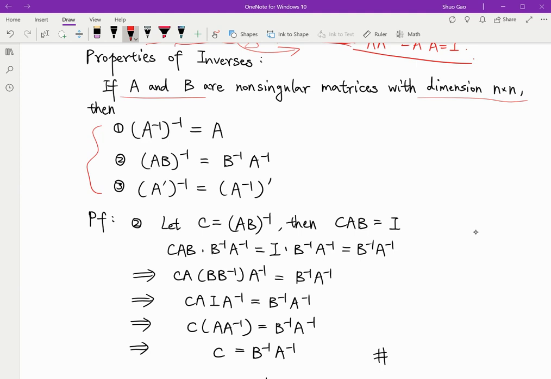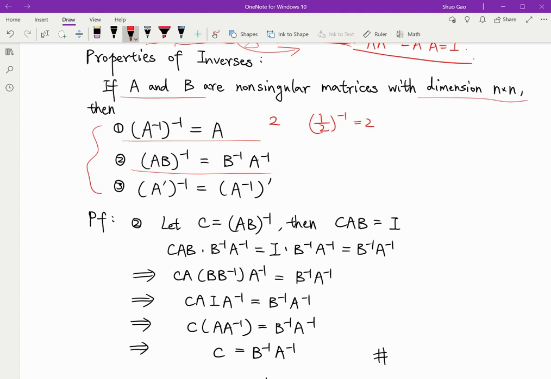First is that the inverse of A inverse is the matrix A itself. It's kind of like, for example, you find the inverse of 2, which is 1/2. And the inverse of 1/2 is just 2 itself, right? The inverse of the inverse is the matrix itself. Okay, so it's easy to understand.